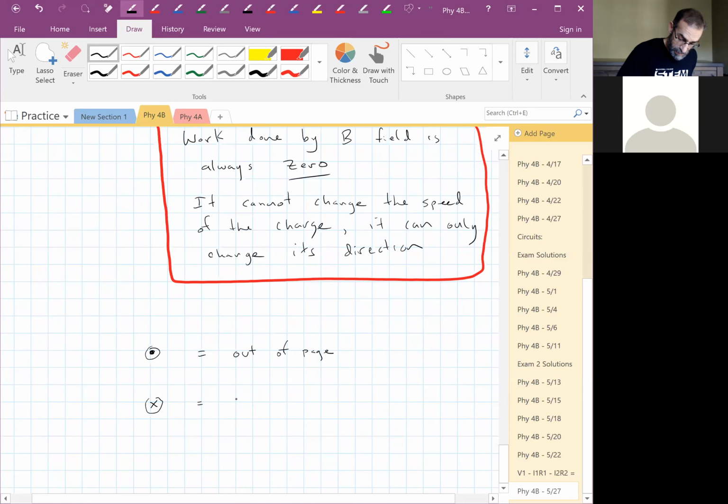And the cross means into the page. The way you remember that is it's like looking at an arrow. If the arrow is shot toward you, what do you see? Just the tip of the arrow, just a dot coming toward you. But if that arrow is going away from you, you see the cross feathers on the back of the arrow. So that's how you remember that.